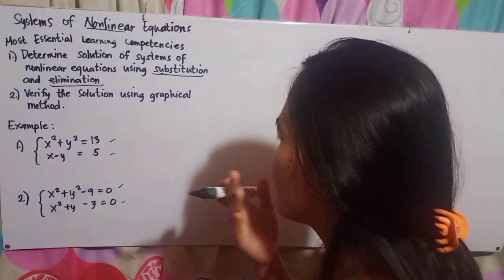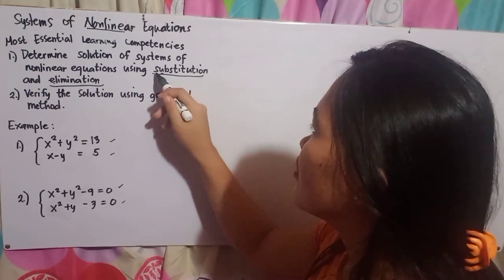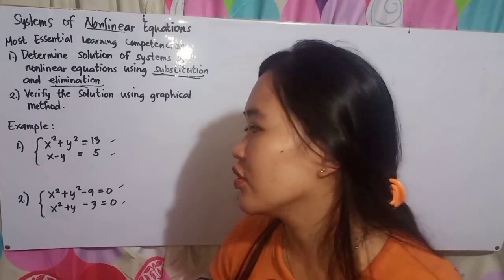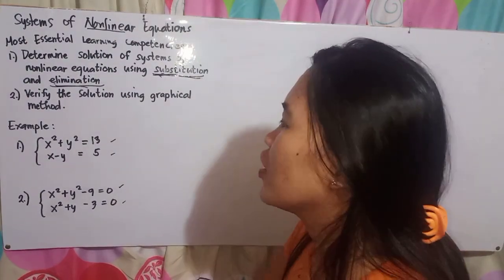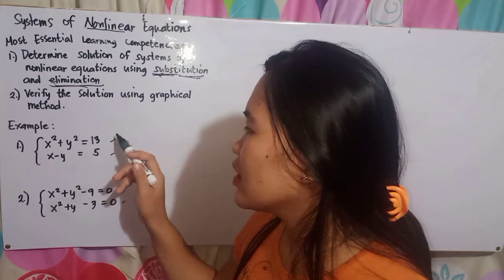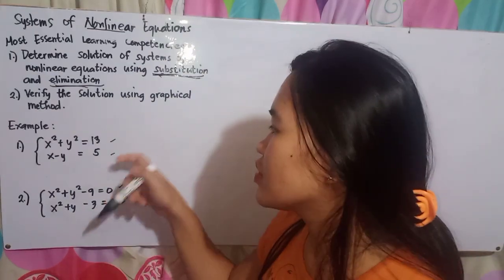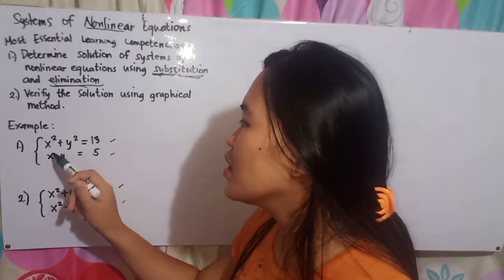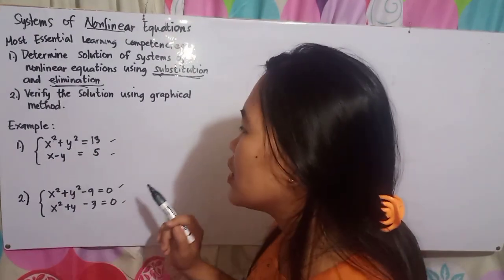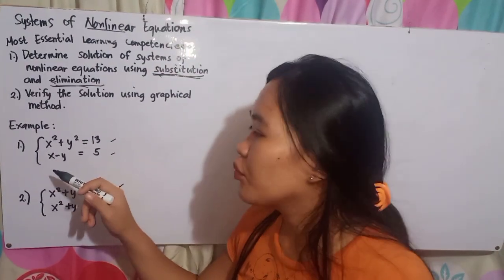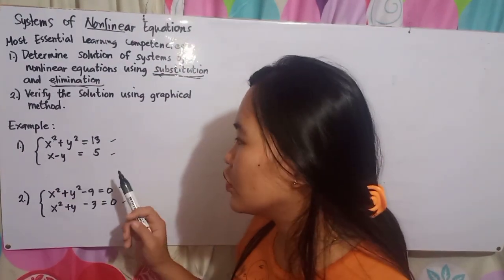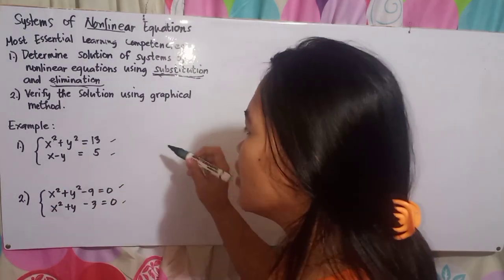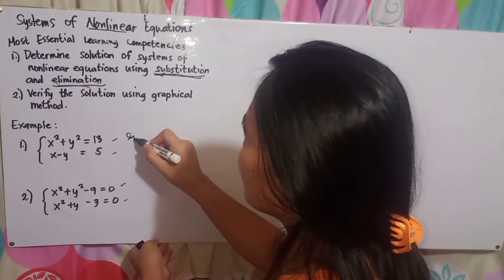So, first is, we identify how to use substitution and elimination. When you say substitution, you choose one equation to substitute into the other. In example number 1, since the exponent here is 2 and here is 1, you cannot use elimination. You can use substitution. You solve for the value of variable x here and substitute it into the other. So, the method to use is substitution.